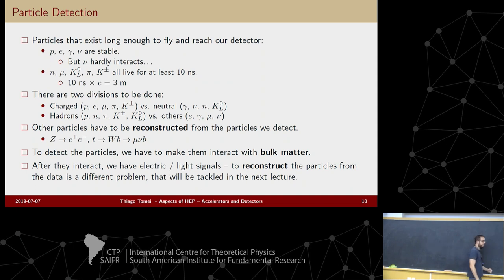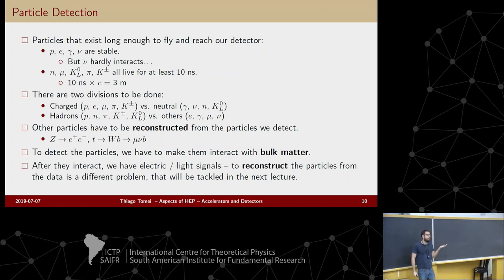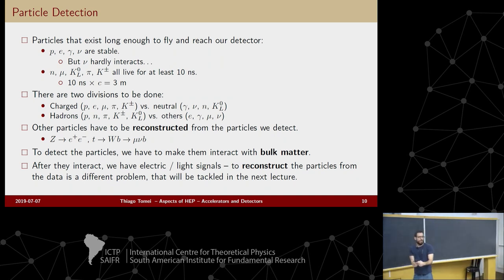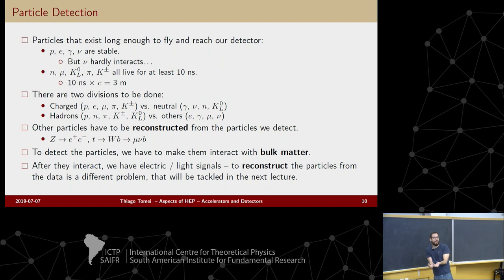The first thing that we have to note is that not every particle that comes out from the collision can be detected. The first and obvious thing is that it has to exist for a long enough time to fly and reach our detector. You cannot put a detector micrometers around the collision point. It's impossible, even because the collision point is not so stable that it doesn't move a little bit. So let's say it has to fly at least 15 centimeters.